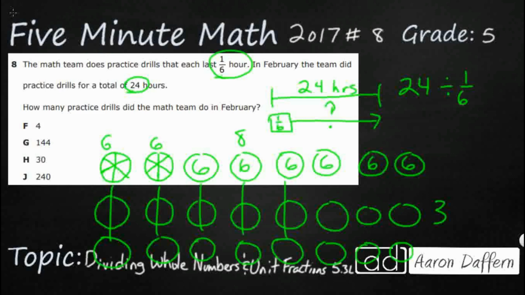So really, what I'm doing here is I am taking my 24 and I need to multiply it by 6. I've got 24 groups of 6. And if I do 24 groups of 6, well, that is going to get me, let's see, 24 times 6. That is 12, that's 14. So it looks like my answer is G. But how did I get from dividing by 1/6 to multiplying by 6?